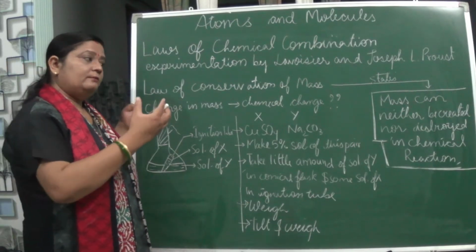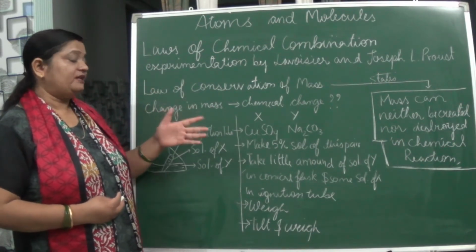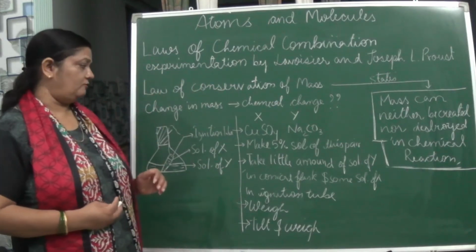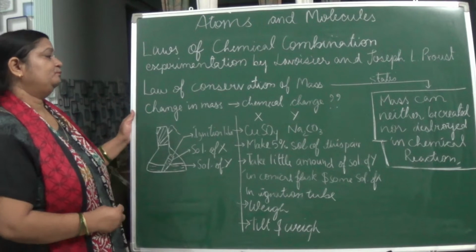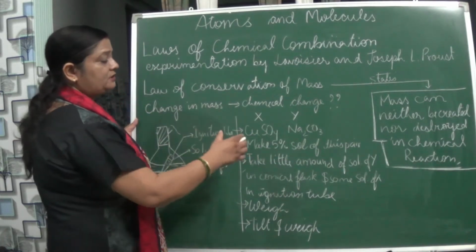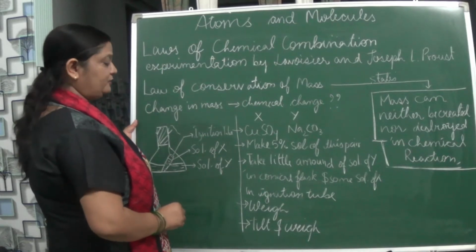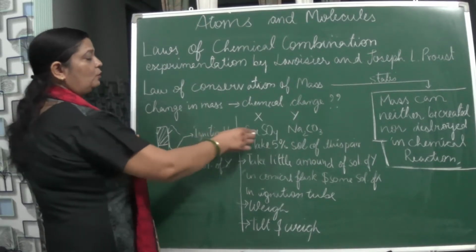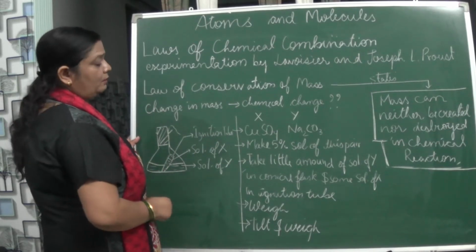For this he pointed out the change in mass and the chemical change. One experiment to prove this law of conservation of mass, which led Lavoisier to frame this law, is as follows. He took a conical flask, and in that he kept two solutions, copper sulfate and sodium carbonate solution. Actually the solution was a 5% solution of this pair. He took the sodium carbonate in the beaker, and in the ignition tube he took copper sulfate solution, tied it with a string, and closed the mouth of the flask with a rubber cork.